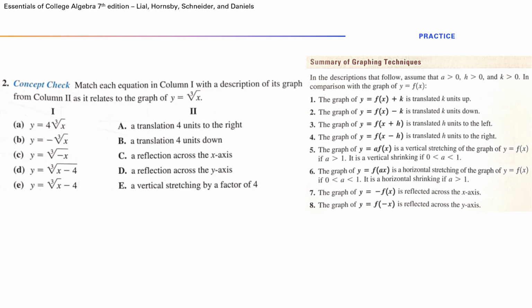Now for this question, the parent function is the square root of x. So A, we have 4 times that function. So 4 is a factor outside of the function, so that is 5 right here. And then 4 is greater than 1, so that is a vertical stretching by a factor of 4. A with E.